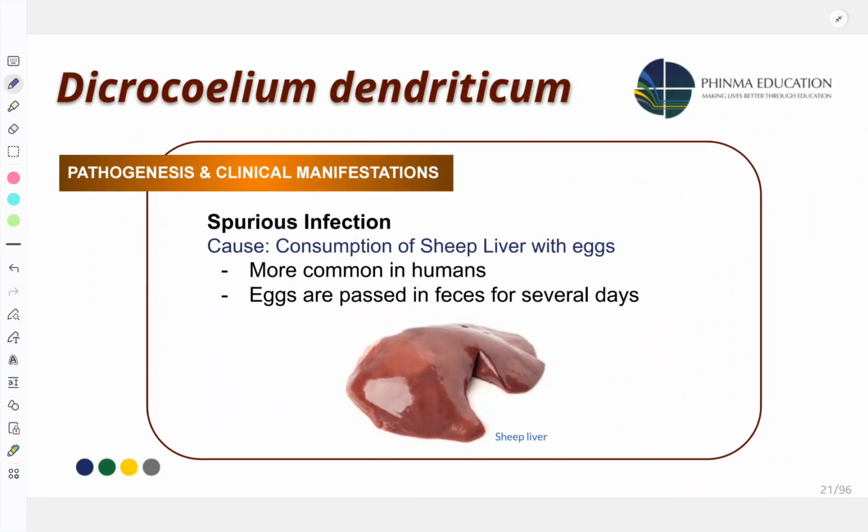So the same also with your fasciola, there could also be spurious infection, no? The same lang if you accidentally, or if you eat sheep liver with infected Dicrocoelium, you could pass the ova in your stool. But at the same time, dili ka ma-infect, di ba? Kay adult worm ang naa sa inyuhang liver and not the Metacercariae.